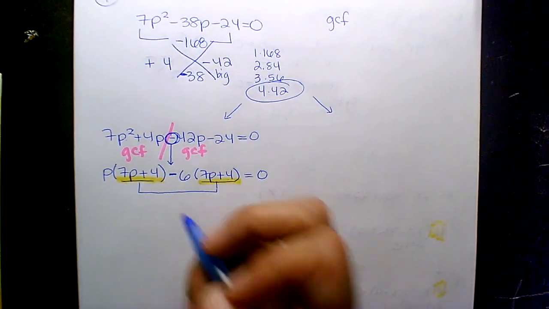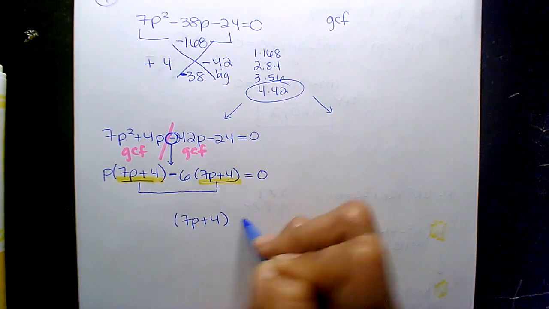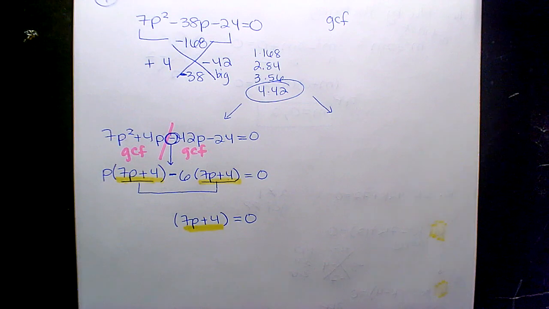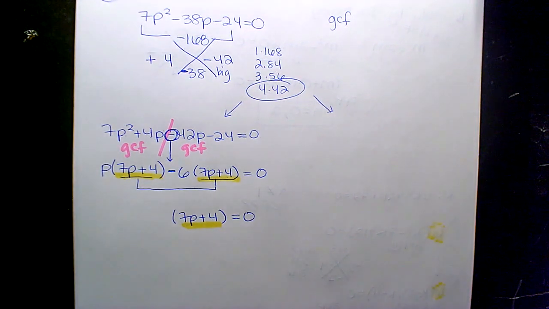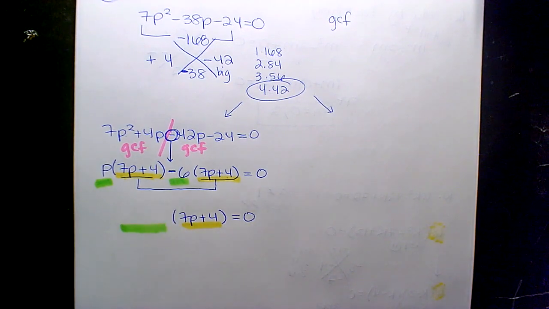Okay, now you're almost in your final step. 7p plus 4, you GCF again. That becomes one binomial, and then the other binomial becomes your 2 GCFs here, and you put it together.